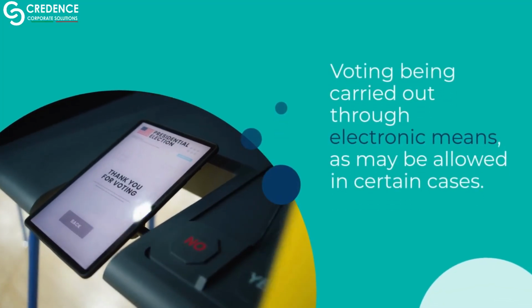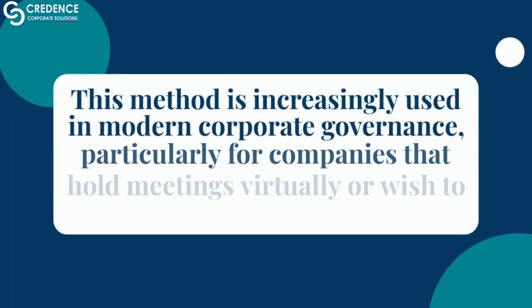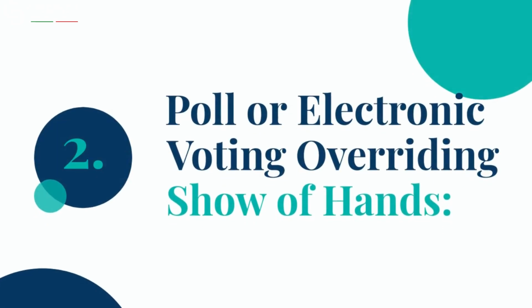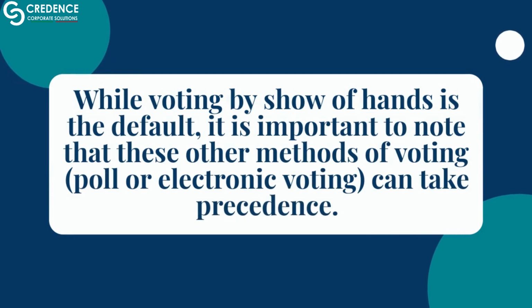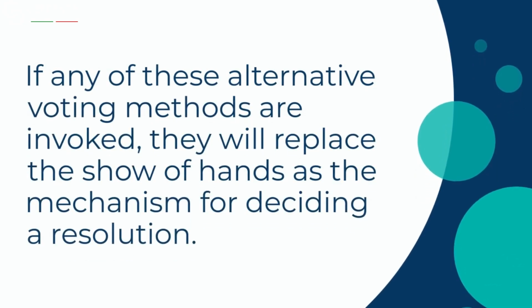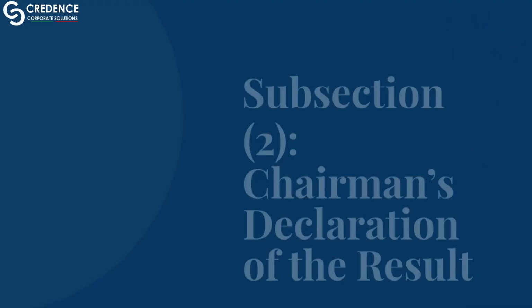Voting being carried out through electronic means, as may be allowed in certain cases. This method is increasingly used in modern corporate governance, particularly for companies that hold meetings virtually or wish to facilitate remote participation. 2. Poll or electronic voting overriding show of hands. While voting by show of hands is the default, it is important to note that these other methods of voting, poll or electronic voting, can take precedence. If any of these alternative voting methods are invoked, they will replace the show of hands as the mechanism for deciding a resolution.